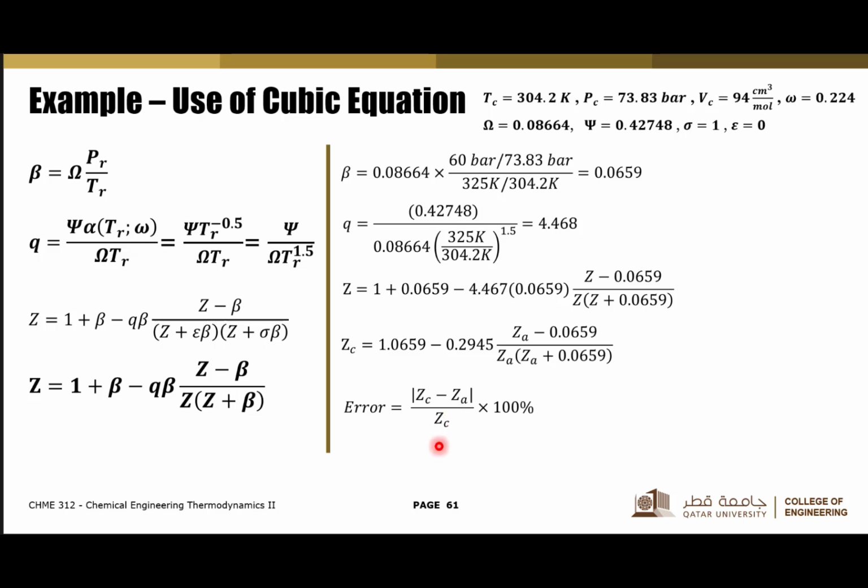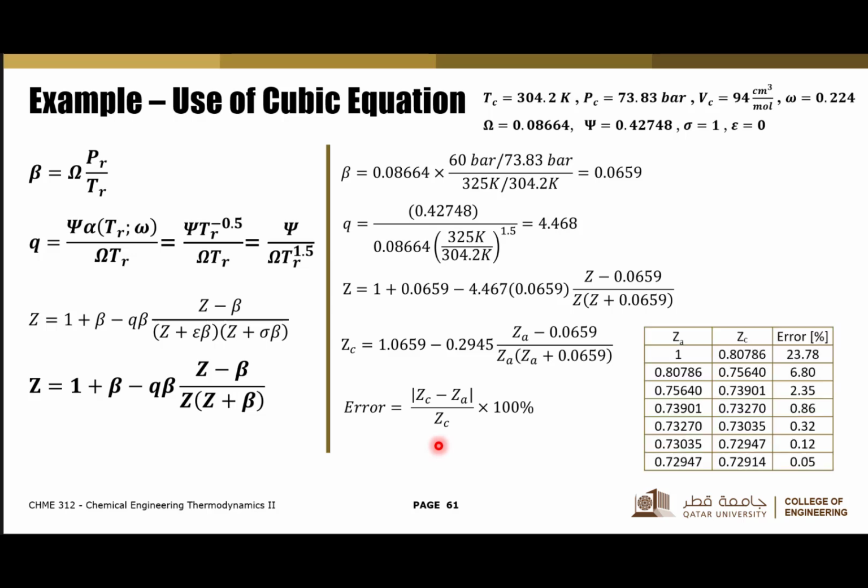Yeah, right. So here we'll see the table. Initially, the assumed is 1. I do the math, I find that it's equal to 0.80786. Now, I'm taking this value and comparing it to the 1. What's the difference using this equation? 23.78%. So quite a large jump.